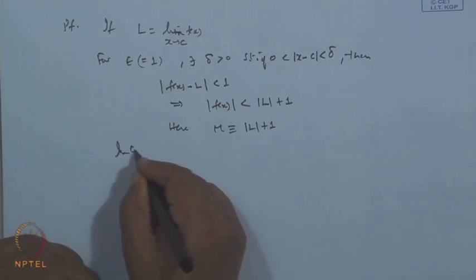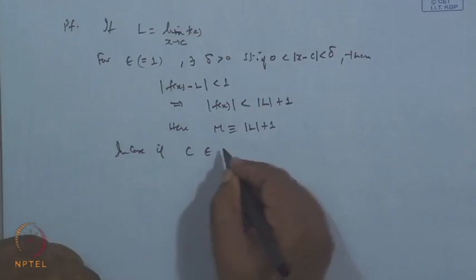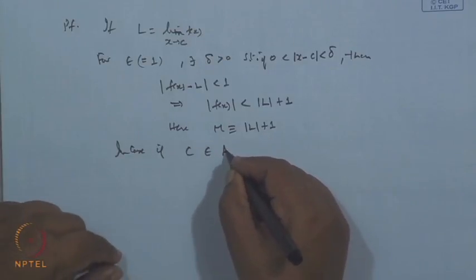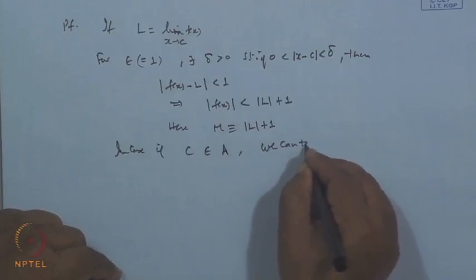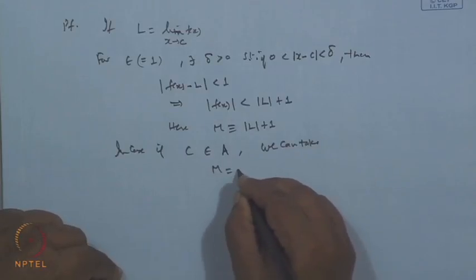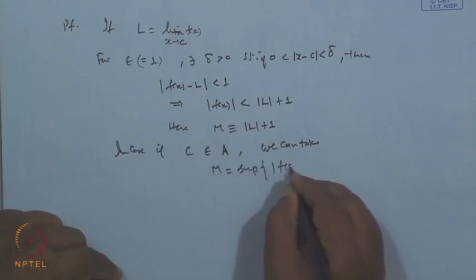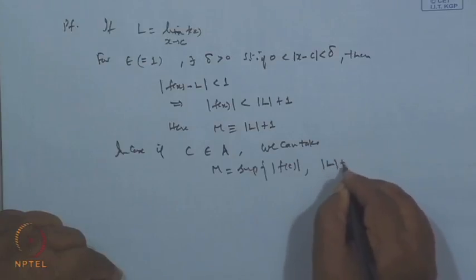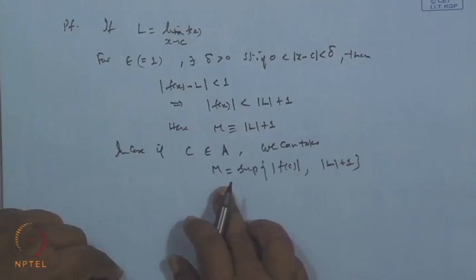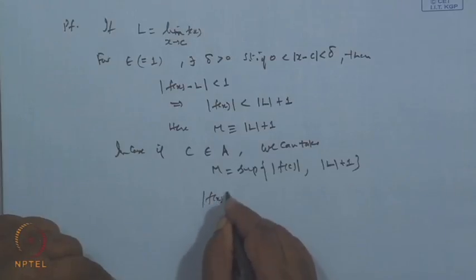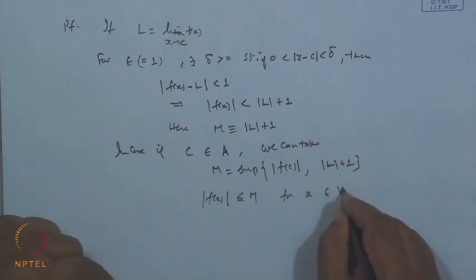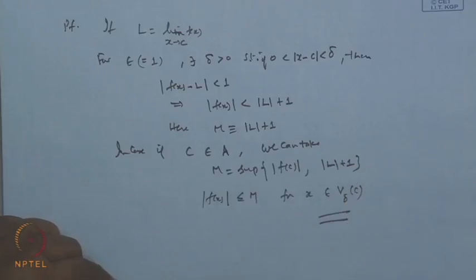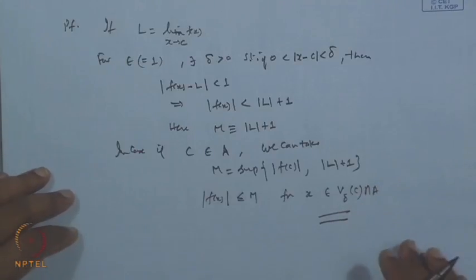In case C also belongs to A, then we can take M to be the supremum of mod f(c) and this bound. If I choose this, then the function f(x) will satisfy this condition for all x in some neighborhood of C intersection A. So this will prove the result. Okay, thank you very much.